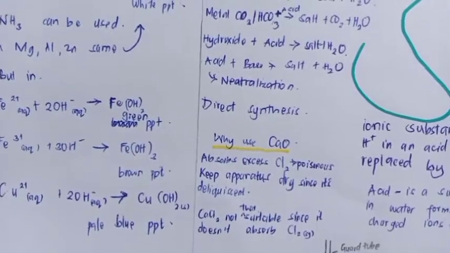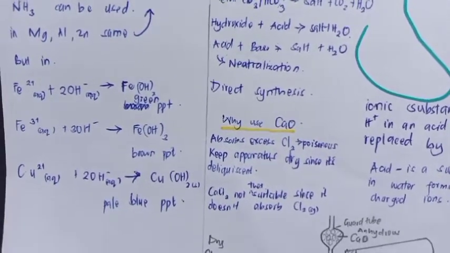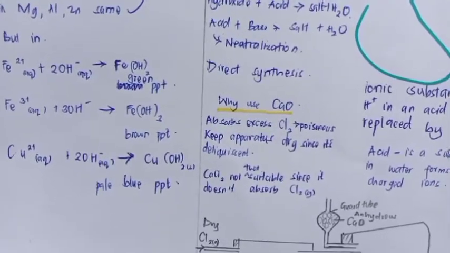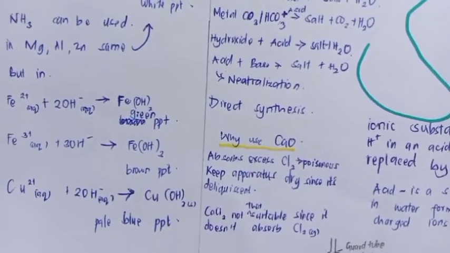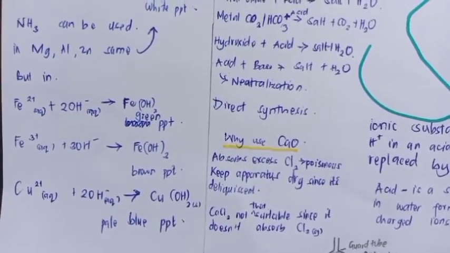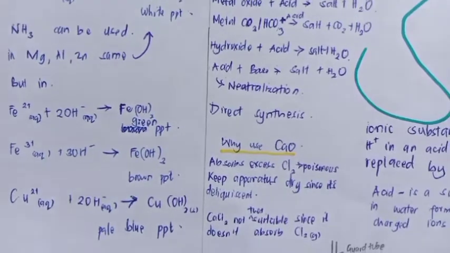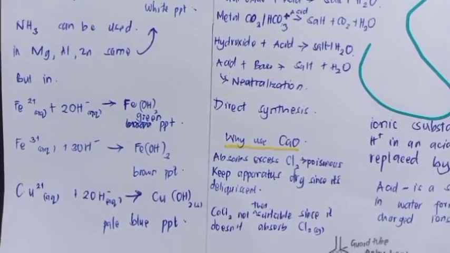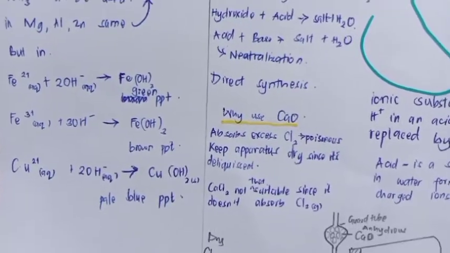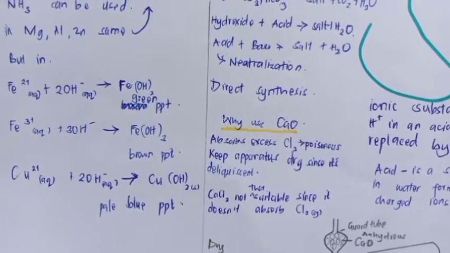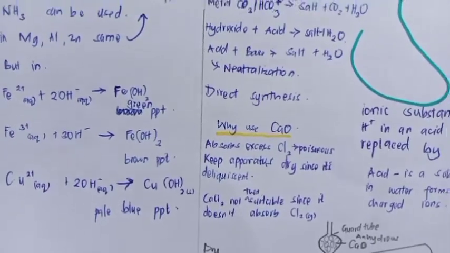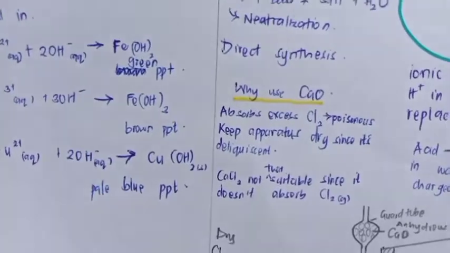Now iron 2, iron 3 and copper 2 are the ones that are going to be different. So let's say you take ammonia and then you react it in a solution which contains iron 2 ions, you'll get a green precipitate, which is iron 2 hydroxide. Then if you take iron 3 ions and you react it with ammonia, or any other solution that contains hydroxyl ions, it will form a brown precipitate, which is iron 3 hydroxide.